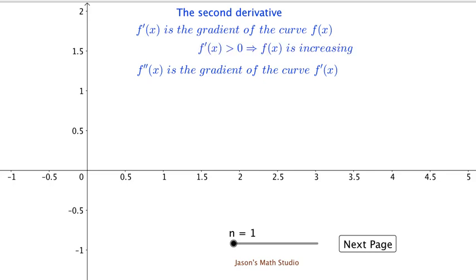If the first derivative is positive, we can conclude that f of x is an increasing function. If the second derivative is positive, we can conclude that f dash of x is increasing.